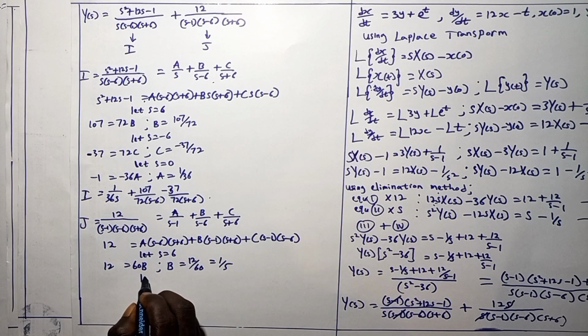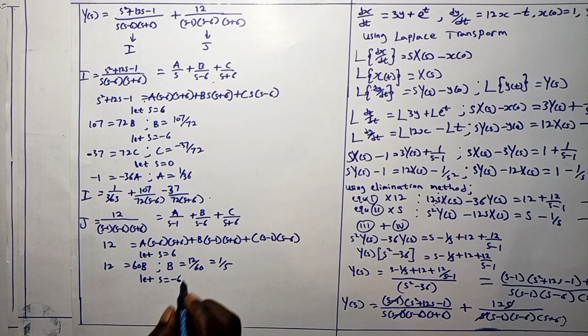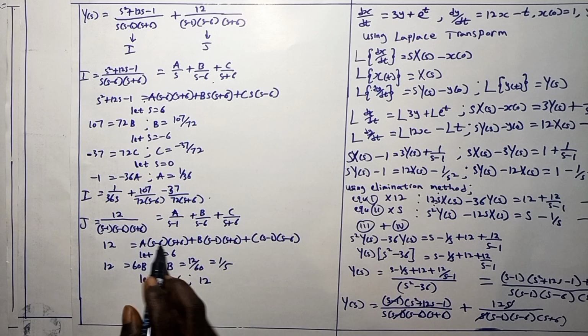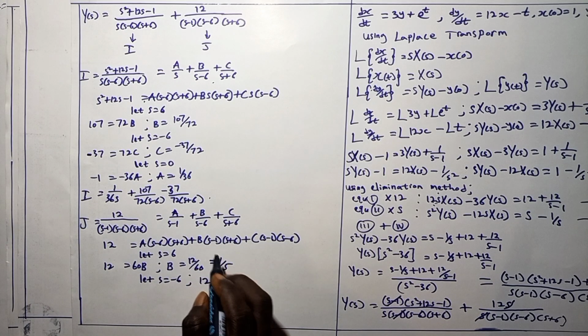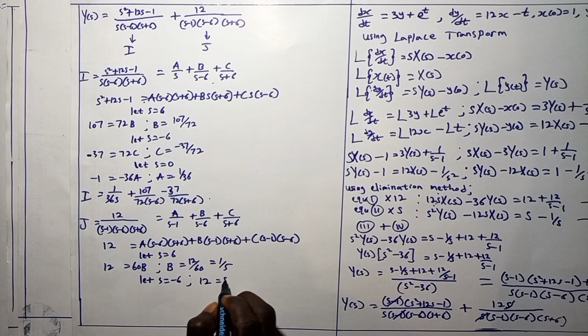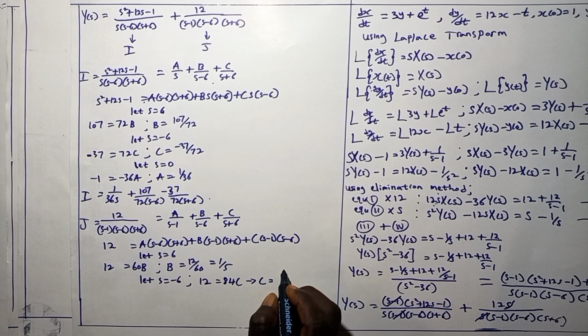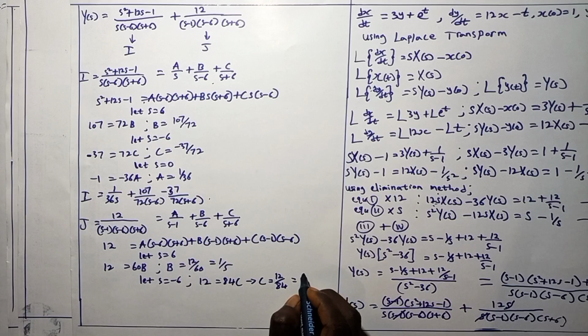So another one, let s equal minus 6. As I said, this left-hand side will remain as 12. Then with s minus 6 here, we are left with C. So that will give us 84C, which means C will be equal to 12 over 84, which is 1 over 7. So this is our C.